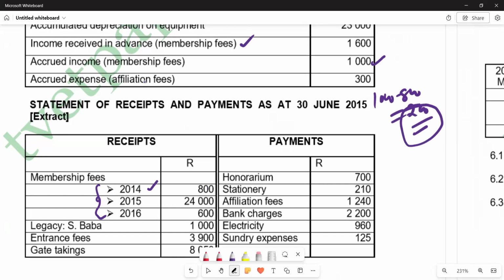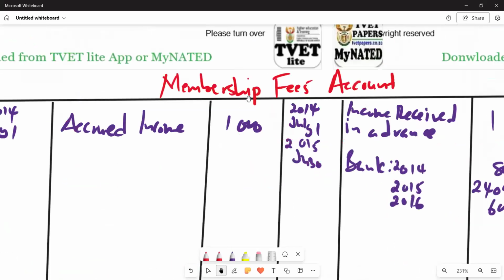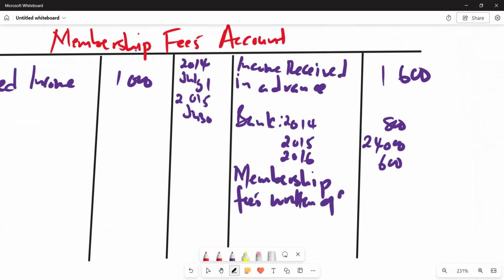So this is the one that we are going to regard as membership fees written off, 200. Obviously, when we are writing off, we are supposed to credit the membership fees account. So we go to the other section, and we say membership fees written off, and the amount that we have there is 200. So this is what we have.